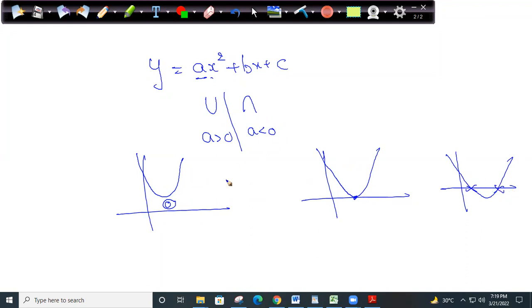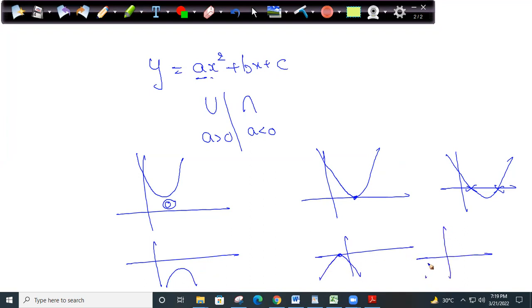Suppose the parabola is like this, if the parabola is downward, again it can have the same three cases. It may never touch, it can touch exactly at one point, or it can touch at 2 points.